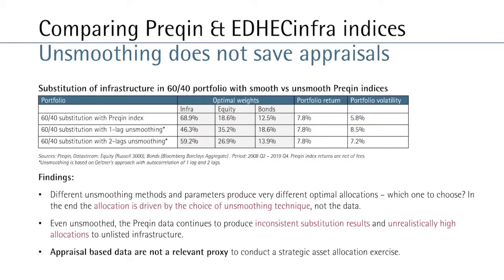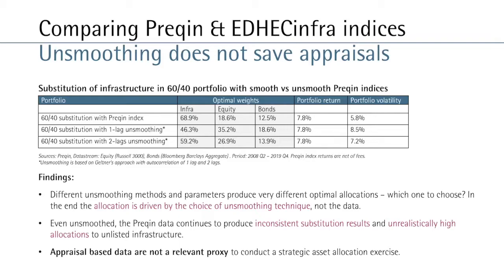So we did another test. We did the same 60-40 test, this time using the unsmoothed Preqin data, and we used two different unsmoothing techniques. In the first case, we used the standard Geltner method with one lag, and we get similar results to what we had with the smooth data. That's interesting. We also get very high allocations. It's not as high as 70%, but it's quite high. And we get these inconsistent substitutions with bonds and equity. So then we changed the assumption about the unsmoothing process. We added just one lag in the unsmoothing calculations.